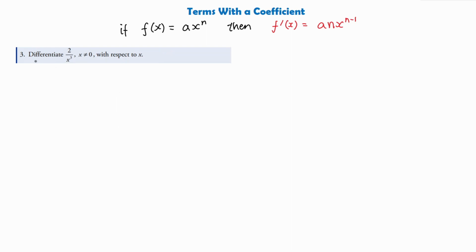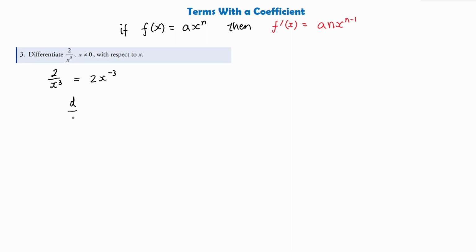Example 3, differentiate 2 over x cubed, where x does not equal 0, with respect to x. So this time, because we have x on the denominator, we have to do a bit of preparation first. Well, let's start by saying that 2 over x cubed is the same as 2 times x to the minus 3. And now we have this of the form ax to the power n.